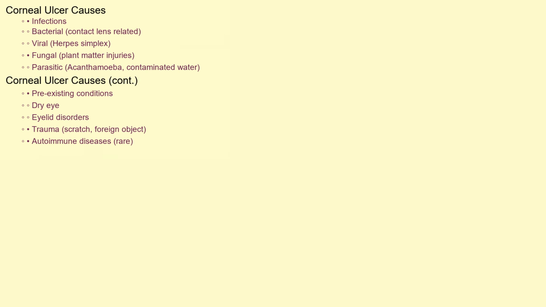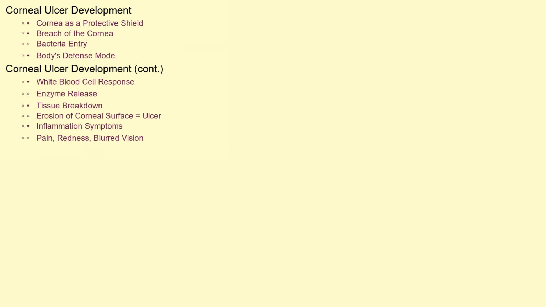Even dry eye and eyelid disorders can weaken the cornea, making it vulnerable to ulceration. Trauma, like a scratch or foreign object, can break the corneal surface, providing an entry point for infection. And in rare cases, autoimmune diseases can contribute to corneal ulcers. So, how does a corneal ulcer actually develop?